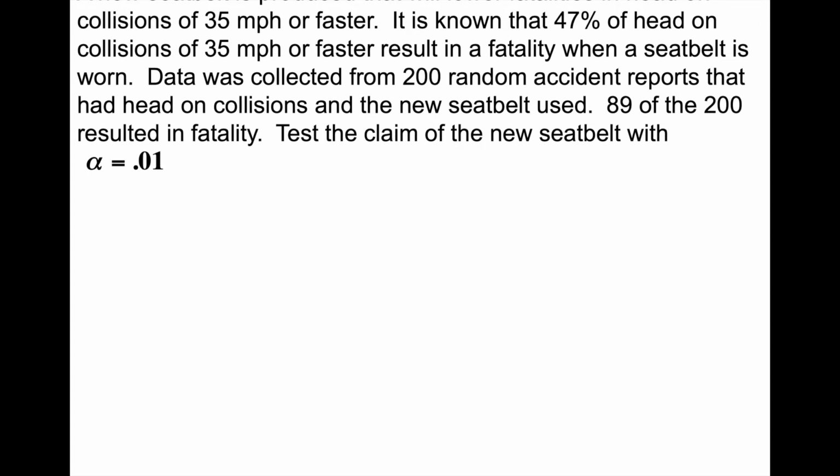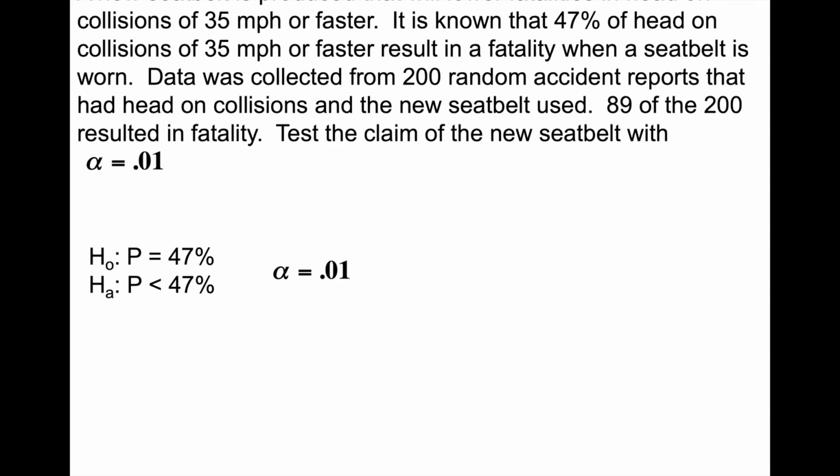Okay, so like before, the first thing you need to do is find your null and alternative. We are testing the claim that the new seatbelt will lower the current rate of 47%. So I have p is equal to 0.47 for our null. Our alternative, p is less than 0.47. The alpha was right in the problem. It told us alpha level of 0.01, so we're keeping that. And now we need to find our p-value.